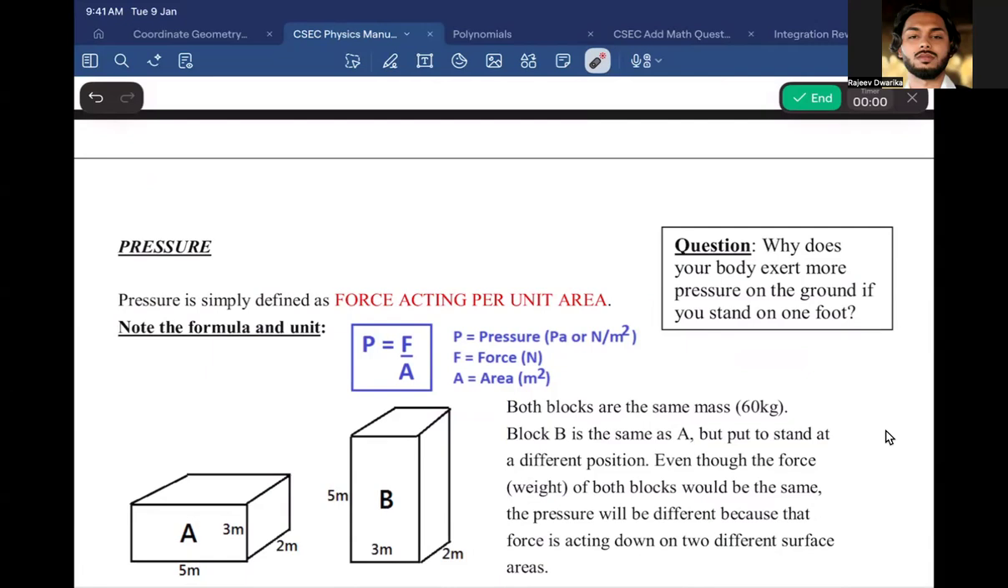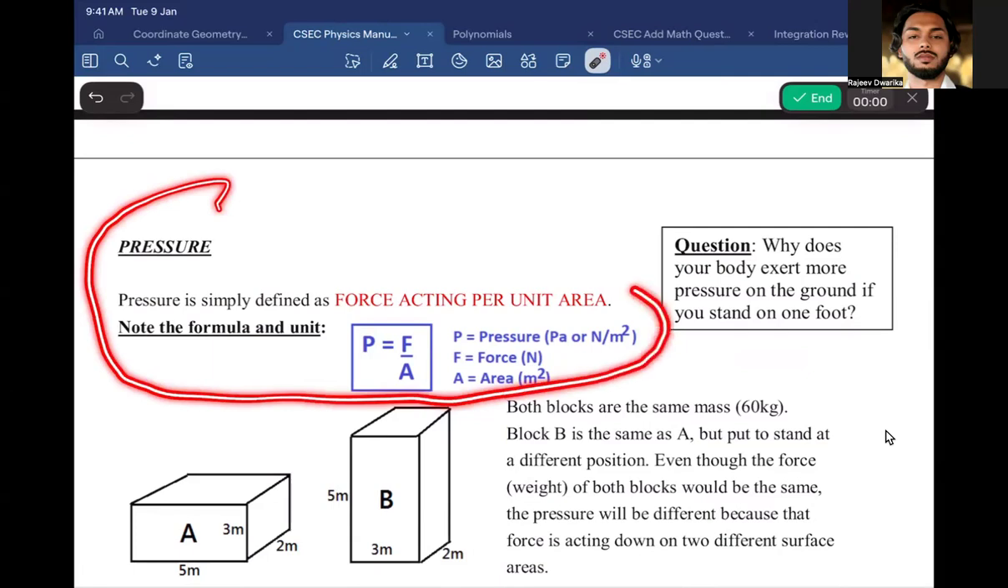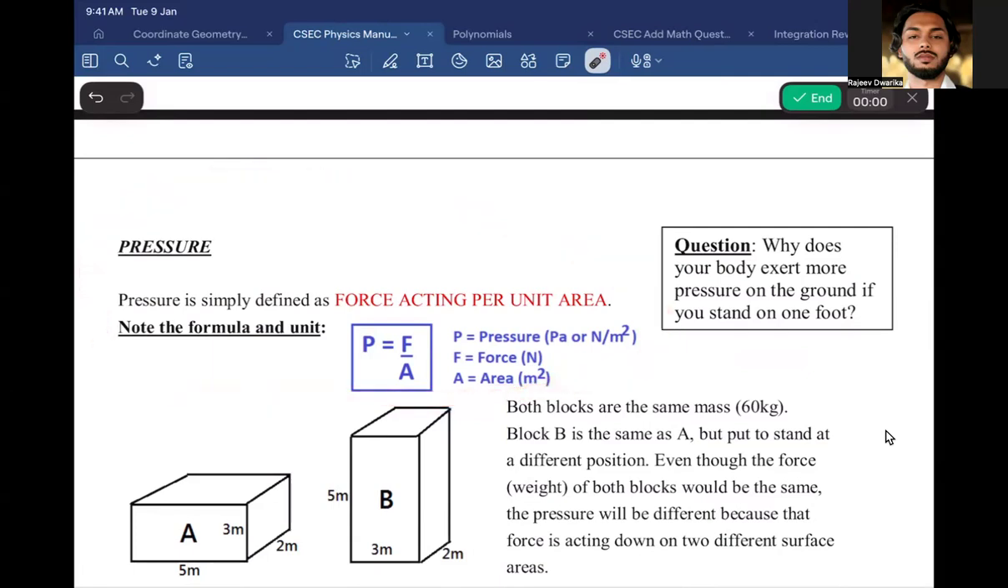All right, do you all have the definition and the formula copied down already? Well, guys, Shayna, do you have it copied down? Jada?